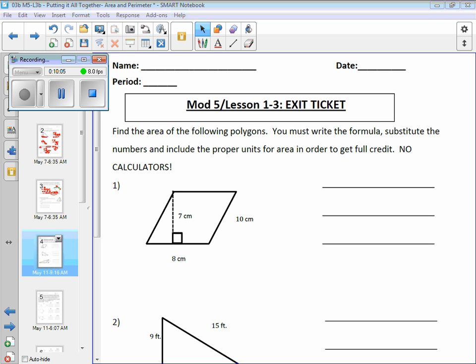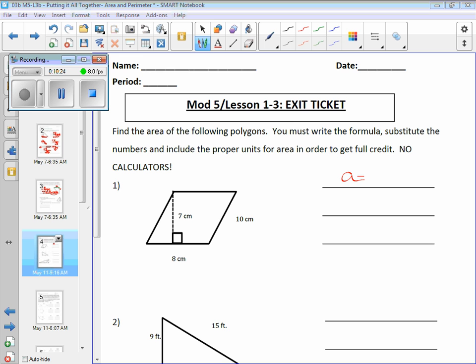What shape is this? It's a parallelogram. What's the formula for a parallelogram? I had told you guys, you need to go back to lesson 1 to find the formula. Somebody raise their hand, tell me what the formula is for a parallelogram. A equals base.